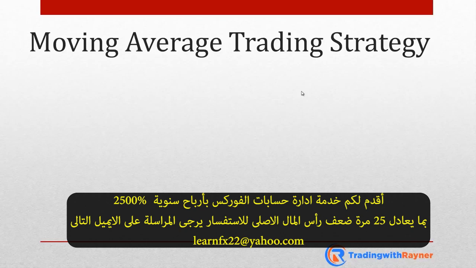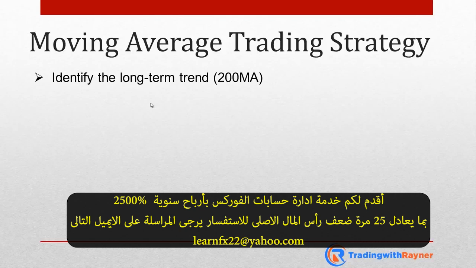So with that said, let me lay out the criteria that I look for when I trade this moving average trading strategy. First and foremost, you want to define the long-term trend. I do this by using the 200 period moving average. Very simple: if the price is above the 200 period moving average, I will look to long only. Okay, you may want to write this down on a piece of paper.